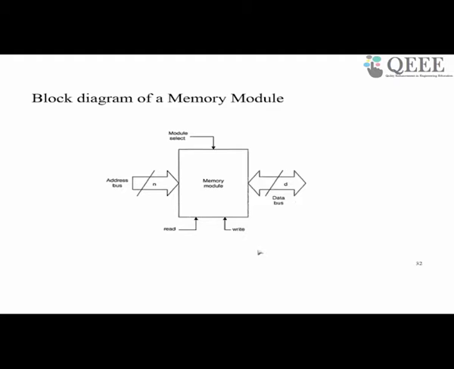To begin with, we will have a simplistic view of a memory module. A memory module is one which has an address port and a data port. An address bus is connected to the address port. A data bus is connected to the data port. Address bus is unidirectional. Data bus is bidirectional. You have a command to select the module. There are two control lines, read and write.